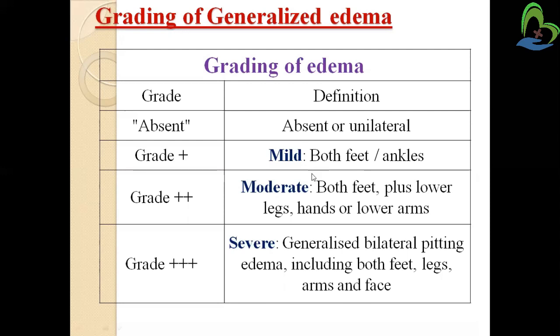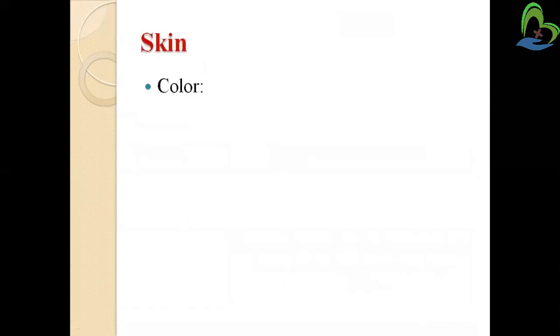Then grade 2 means moderate, both feet plus lower legs, hands or lower arms means extremity. And grade 3 means severe, generalized bilateral pitting edema including both feet, legs, arms and face, which is also called a term known as anasarca. So next is skin.